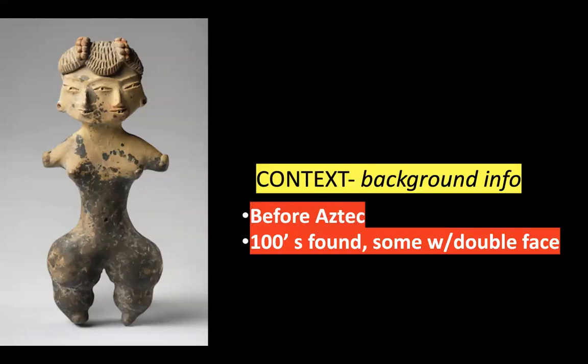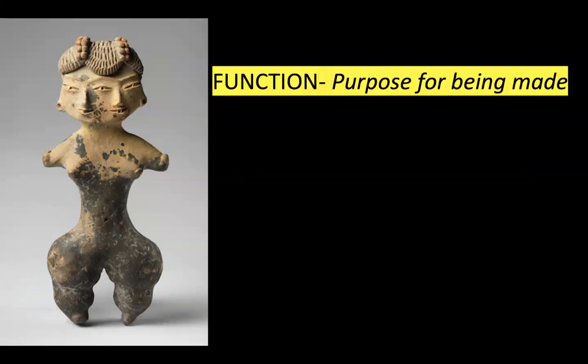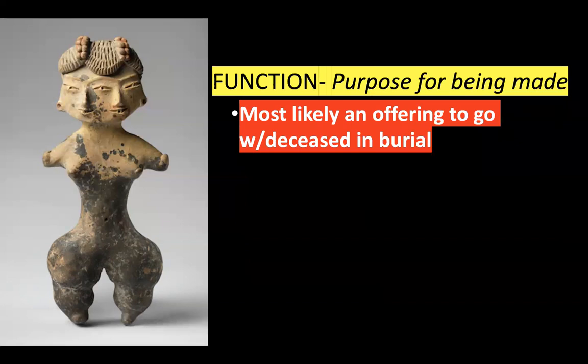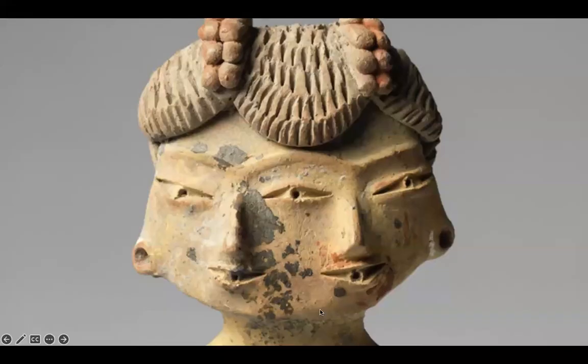There were hundreds of these found, some of them with double faces. Some of them, the faces are conjoined at the neck. I think I have a picture of some of them. These were buried under the floors of houses. Most likely an offering to go with the deceased because of it being found buried. And here's one that shares a face. These ones are all singular faces. This is from Chicago, but they all have very similar body structures. There's all the extra faces.